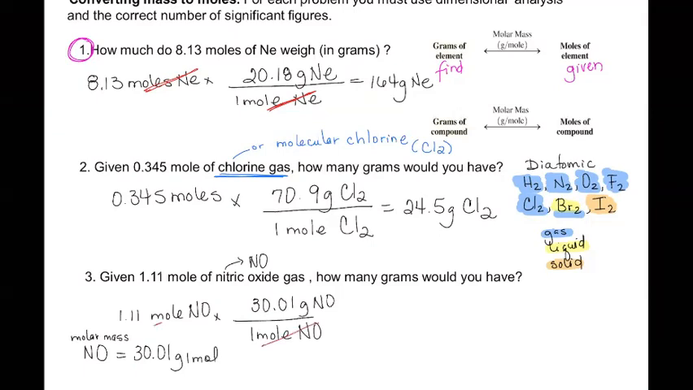The units of moles cancel. And when we do 30.01 times 1.11, we find 33.31111 grams of NO. But remember, we were given 3 sig figs, so we're going to round to 3 sig figs. So our final answer is 33.3. Put a 3 in the chat if number 3 makes sense.